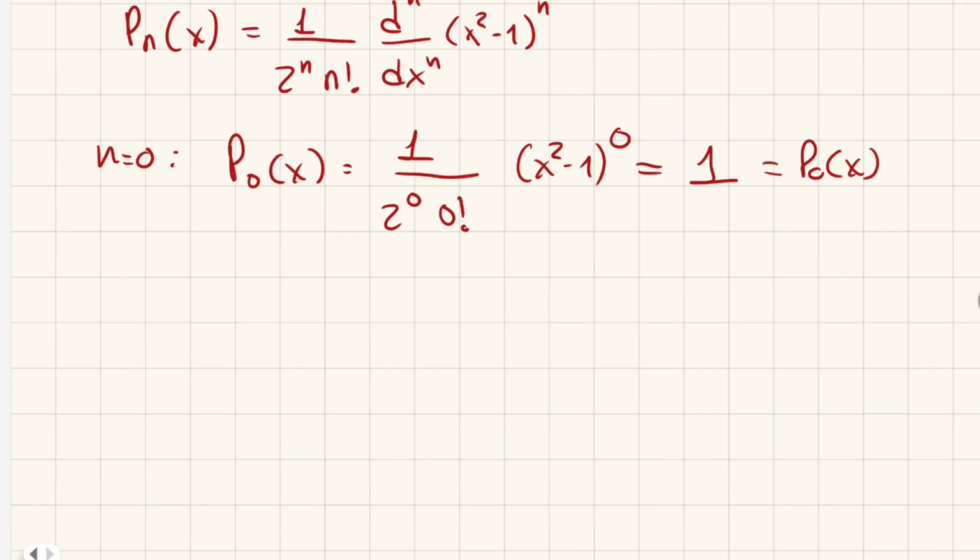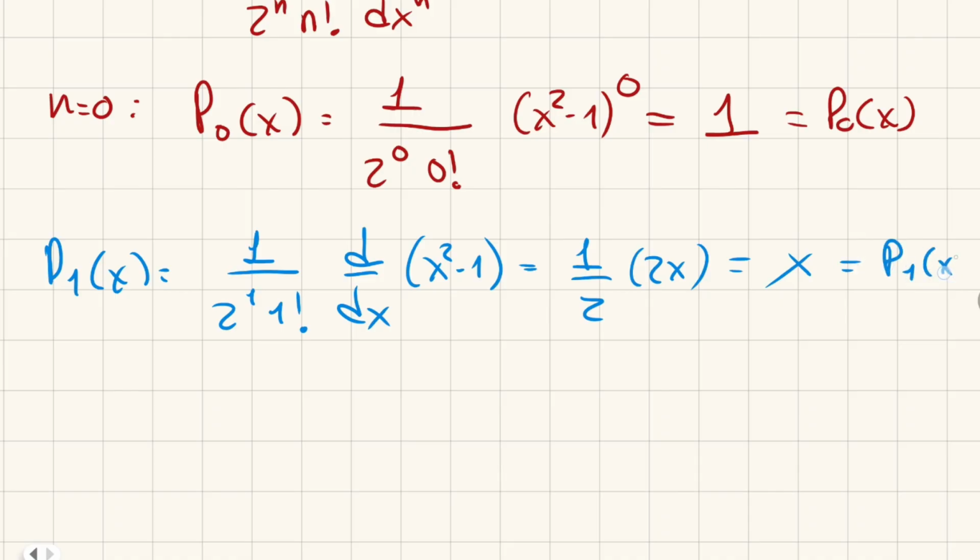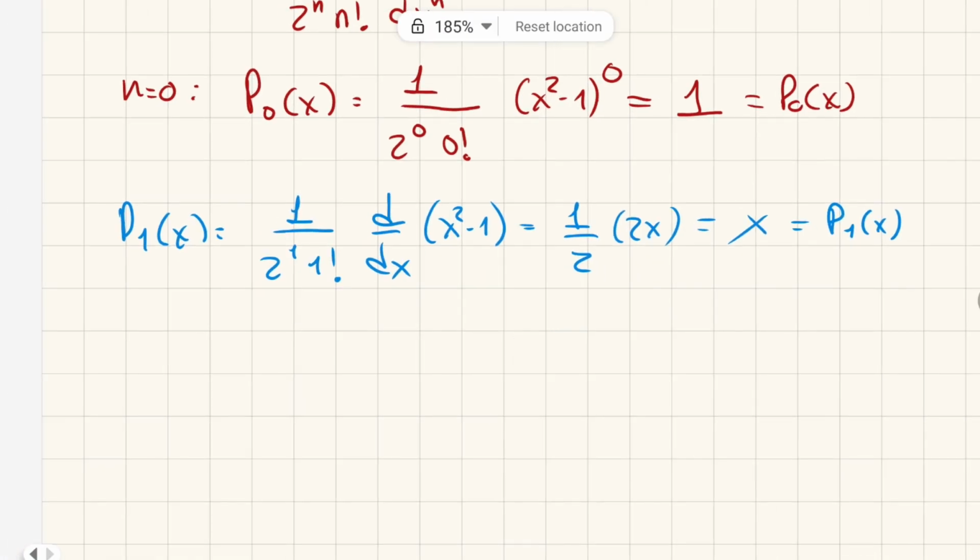Then I should calculate P sub 1 of x, which is going to be 1 divided by 2 to the 1 power, 1 factorial, the first derivative with respect to x of x squared minus 1. So what is this going to be? It is 1/2 and then 2x. So it is x, right? P sub 1 of x. Okay, perfect. So this is the n equals 1 element.